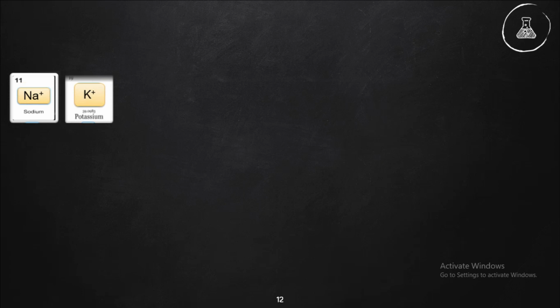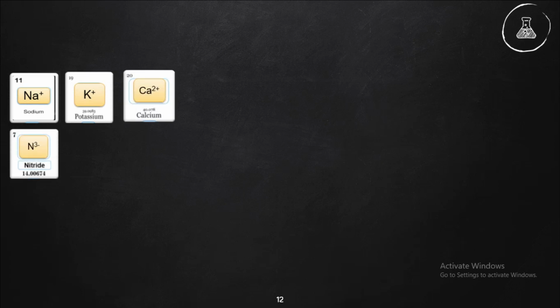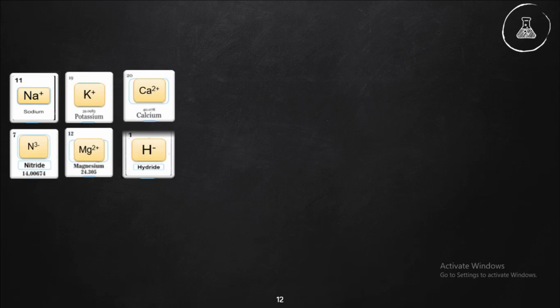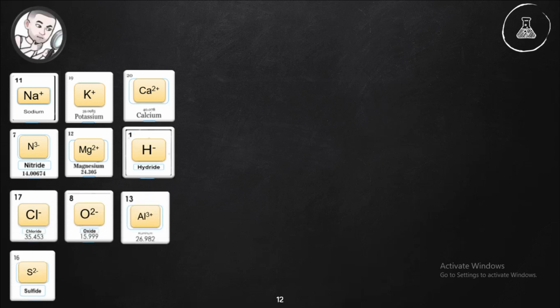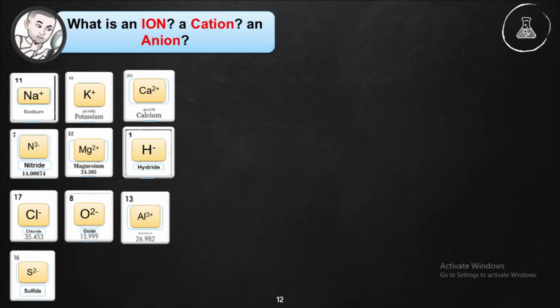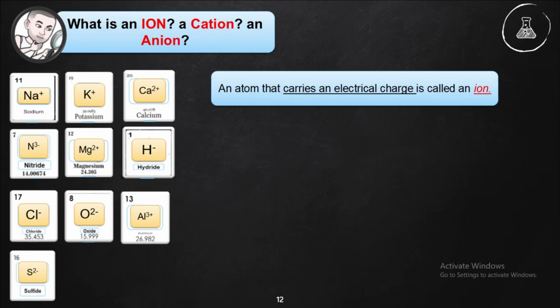Mapapansin nyo dun sa mga elements na ginawa nyo kanina, ay merong mga plus, negative sign, tapos may number, then plus sign, number, then negative sign. Ang tawag natin dito ay mga ions. So ano ba yung ion? Ang ion, ito yung atom na merong daladalang electrical charge. Pwedeng positive charge, negative charge. May dalawang klase ng ion. Ito yung cation and anion.